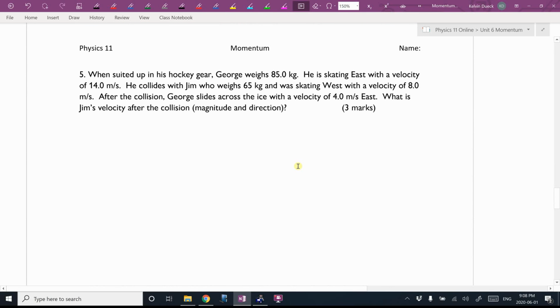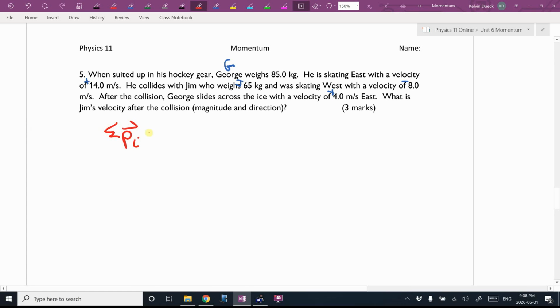Oh, I see 2 people. Here's a collision. You know what? I'm going to use G for George and J for Jim, just because that's easy. East is going to be positive. West is going to be negative. Positive.